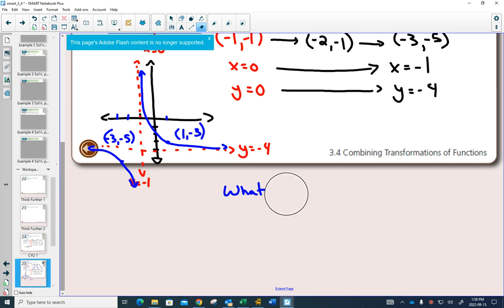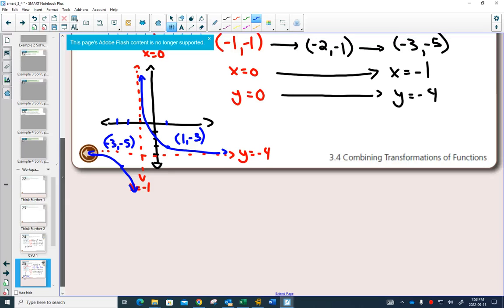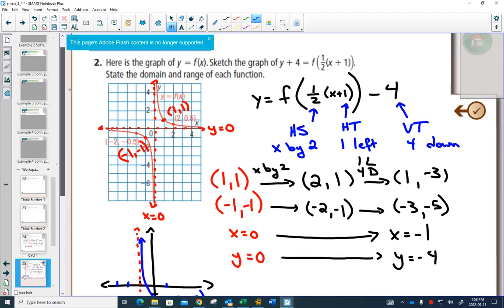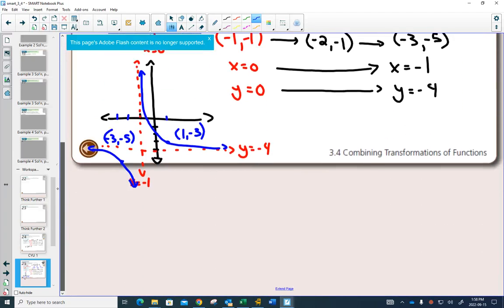Oh, I didn't finish part A. I should finish by reading the question again, make sure I answered everything, because I'm pretty sure they'd ask domain and range. Oh, they did. Great.